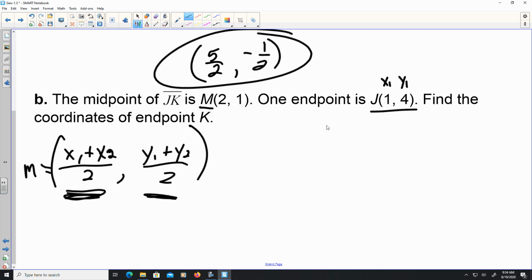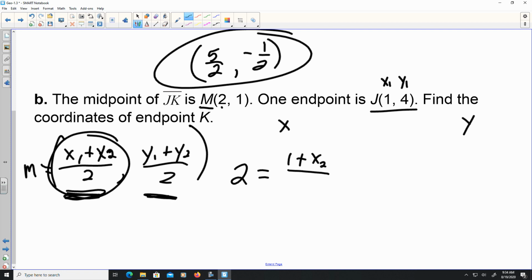I'm going to have my x coordinate equation right here, my y coordinate equation over there. My midpoint x coordinate is 2, so that's why I'm going to write 2 over here, and that's going to be equal to the formula. And I'm going to use this portion of the formula to help me solve for that unknown endpoint K. So I already know that my x1 is 1, so I'm going to write 1 plus x sub 2, and I'm going to divide it by 2.